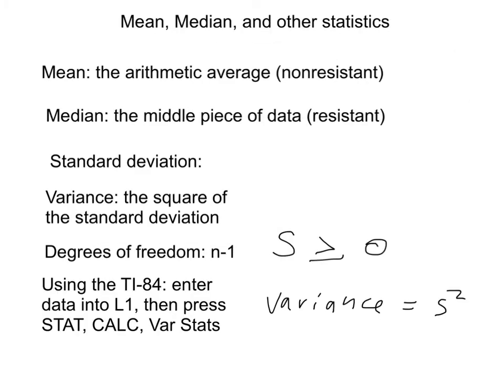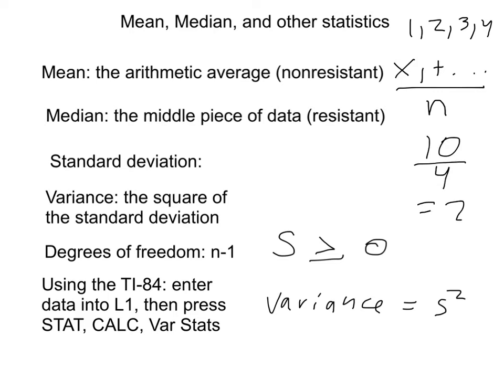The next concept is, how can you describe a set of data? And how people do this is they use the mean, the median, and then there are several other statistics. The mean is pretty standard. You sum up all your observations, say x1, x2, you add them up, and then you divide by how many observations you have. So if we have the data set 1, 2, 3, 4, we add up 1, 2, 3, 4, that's 10, and then we divide by 4 equals 2.5, so our mean is 2.5.